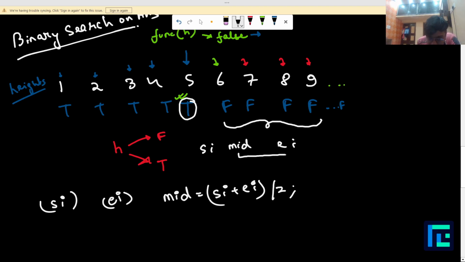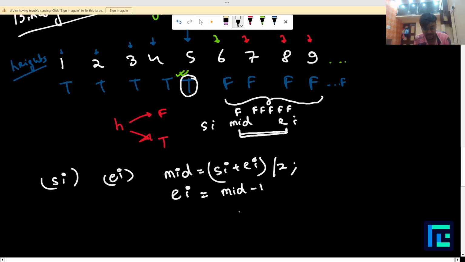from this mid till ending index I will not get my height, because if we have a false result for this height, we will have a false result for all other heights as well. So do you all agree that I should reduce my search space and shift my ending index to mid minus 1? Because I know that from mid till ending index I can't have my result. So in that case I can shift like this.